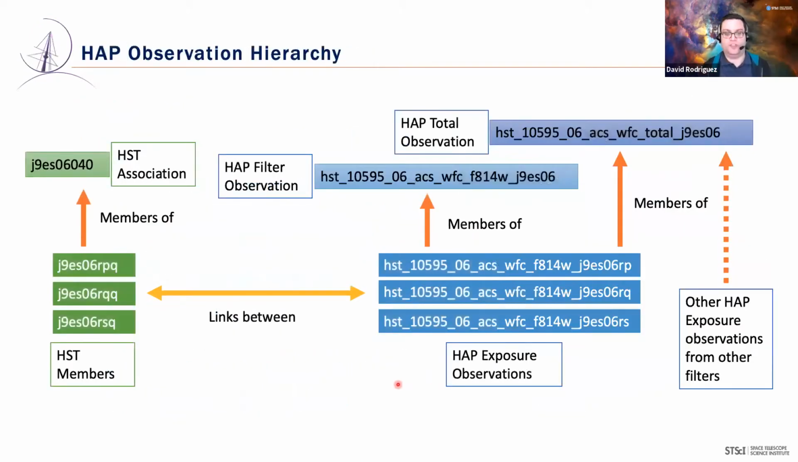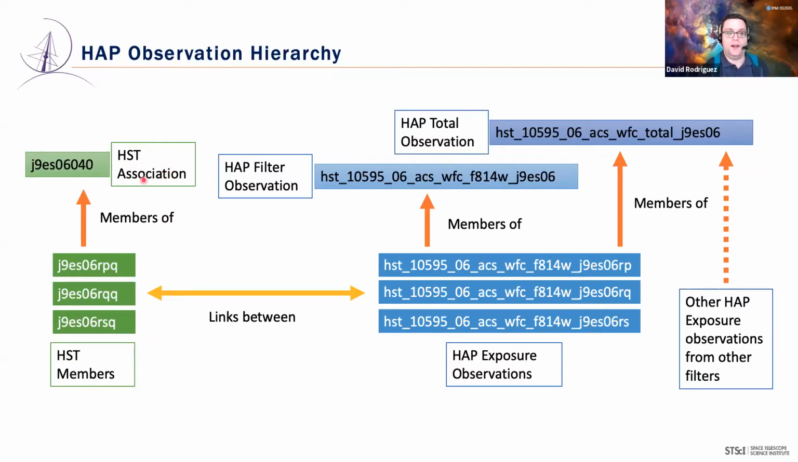Before we jump into exactly how to search for this on MAST, I did want to spend a few minutes just going over what the hierarchy of our observations are, so you have an idea of what exactly is HAP and how it relates to the original HST data. So on this diagram, I have the HST, the original Hubble data in green, and the HAP in blue in various shades for various levels.